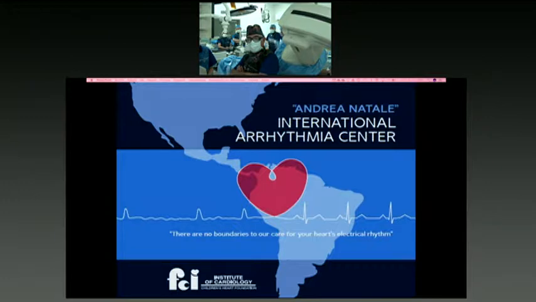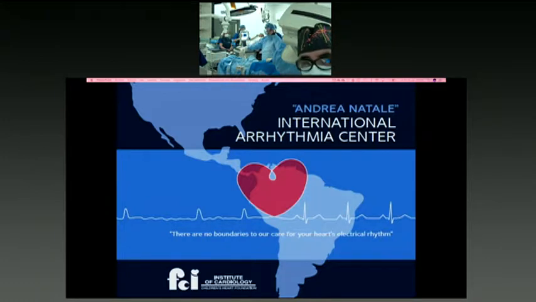Group of nurses from electrophysiology, Diana, Daniela, the anesthesiology group that is also helping us to work on this case. So let me present the case very quickly and give you an update of where we are at this point.